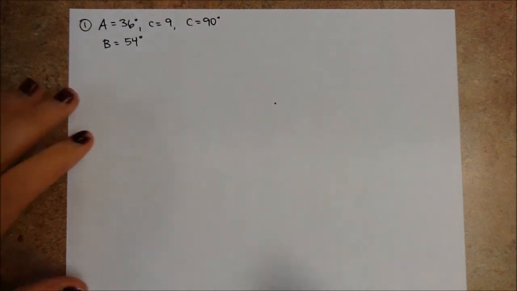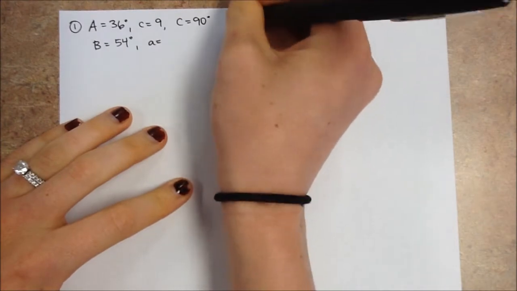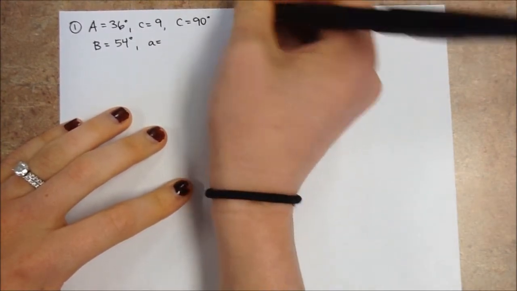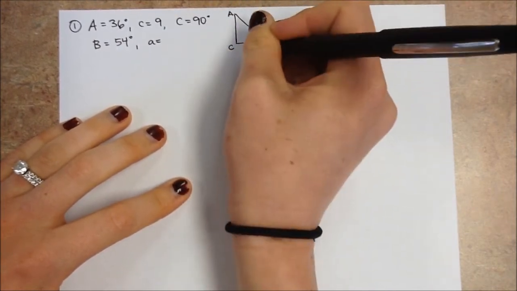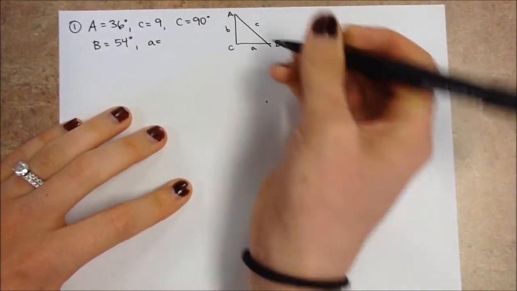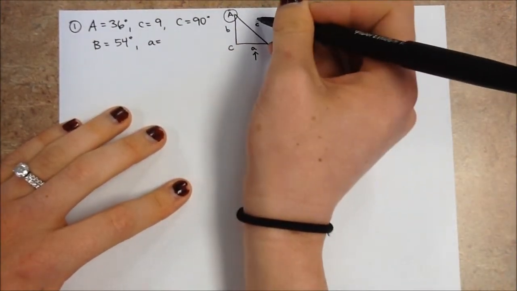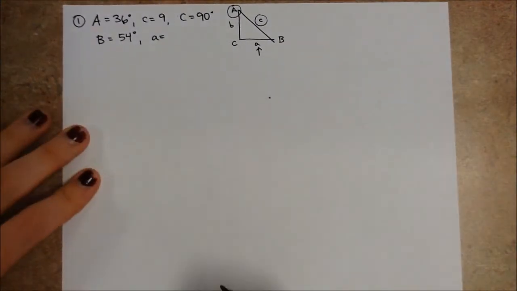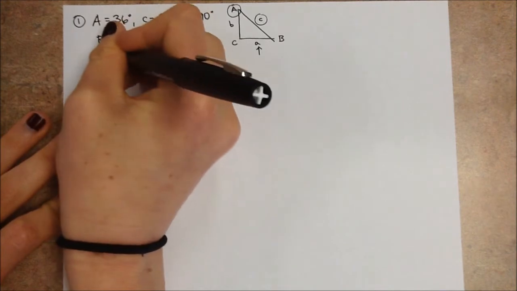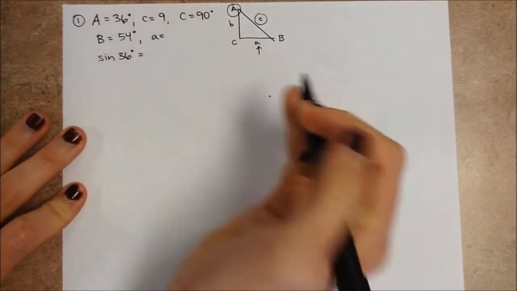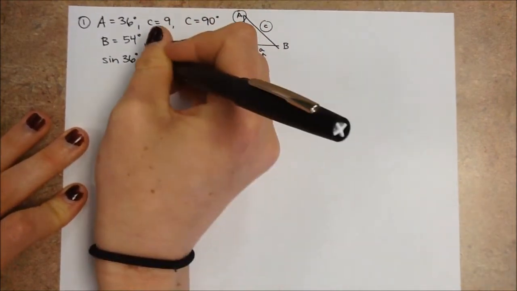So let's say that we decide to find little a first. I will set up our generic triangle here. They say that this is C, this is B, this is A. So this is little a, little c, and little b. If we want this one, what they gave us was this angle right here and the hypotenuse. So with the opposite and the hypotenuse, you would set up sine. You'd say the sine of 36 degrees is equal to the opposite side, which is A, over the hypotenuse, which is 9.